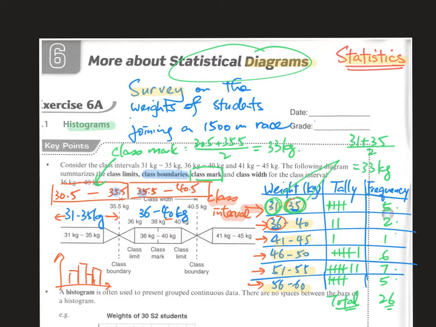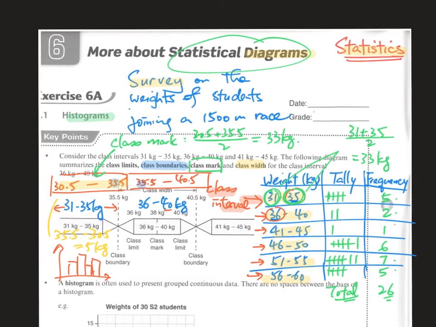Finally, you remember that we are aiming to lengthen the class interval into class boundary so that we can draw the histogram afterward. The length of this class boundary has another name called class width, which I put in yellow. It's quite easy. You are doing subtraction of 35.5 minus 30.5, which gives you 5 kg for the class width.